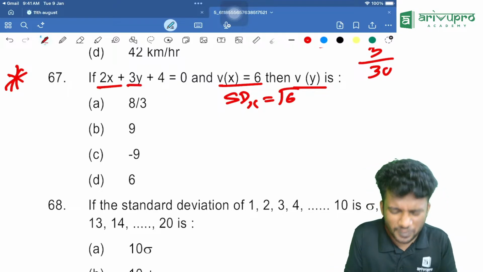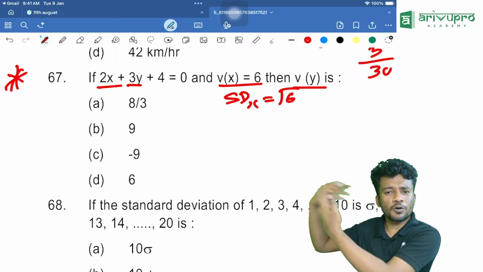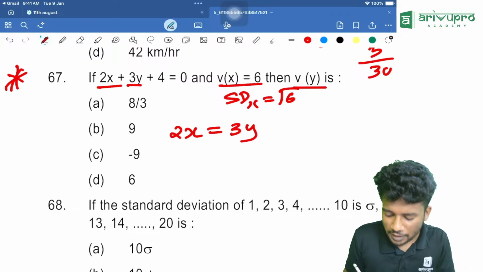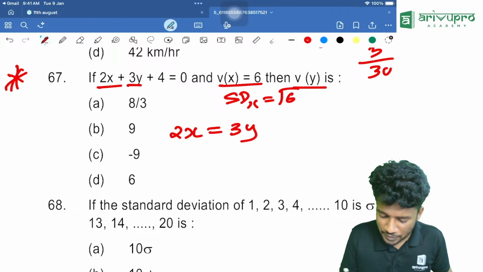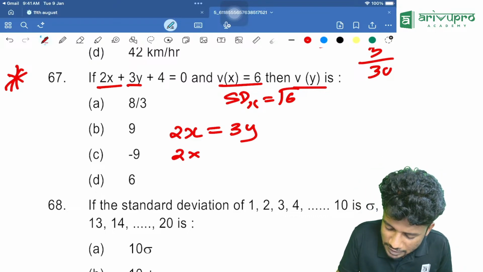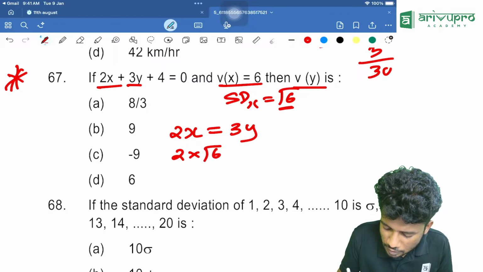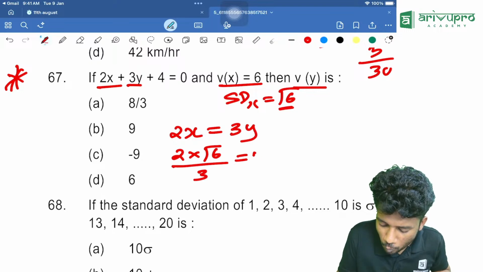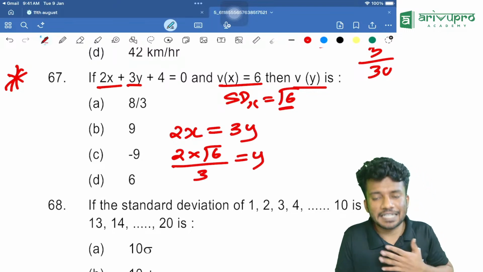For that, we will ignore the sign. We will ignore the constant term and all. We will directly write 2x is equal to 3y. From this, we will find the value of y. So, 2 into, instead of x, you will put root 6, divided by 3, is equal to y. That y is nothing but the standard deviation of y.